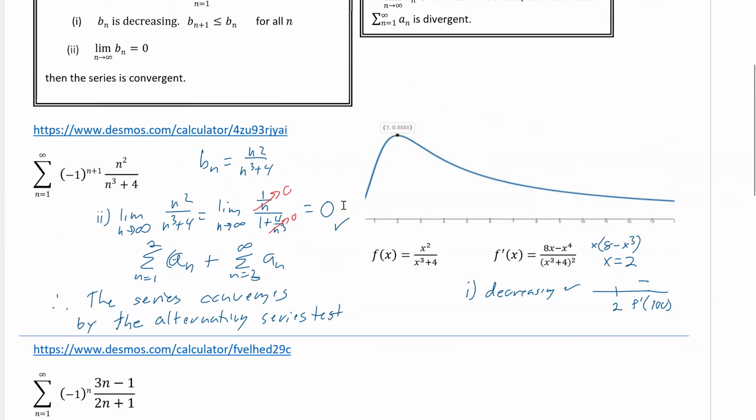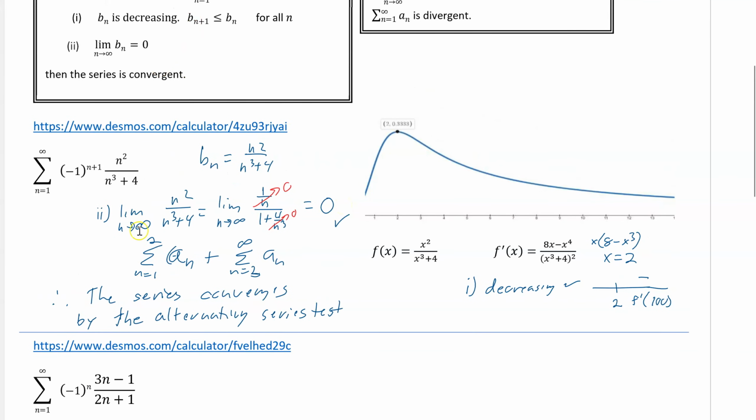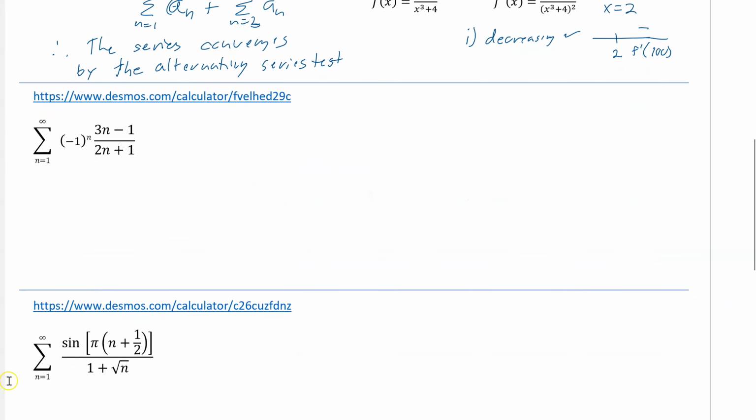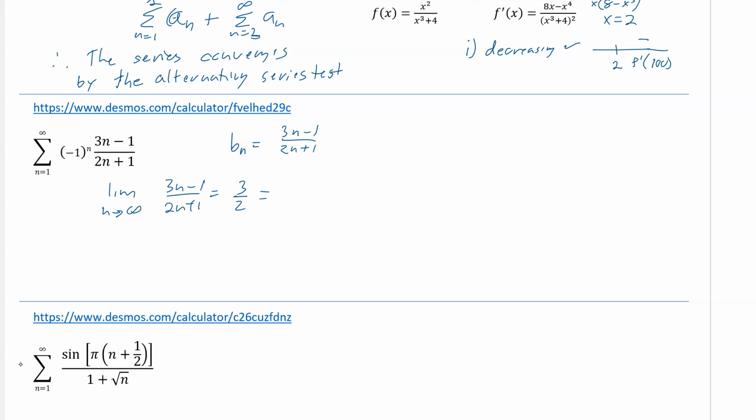All right, so again, both of these conditions have to be met. So if you look at the next one that we're doing, we take our b sub n, which equals 3n minus 1 over 2n plus 1. Then we would say that the limit as n approaches infinity of 3n minus 1 over 2n plus 1 is going to give us 3 halves, which does not equal 0. So that means part 2 is a no. So there's no reason to even continue the test if one of the parts doesn't work.